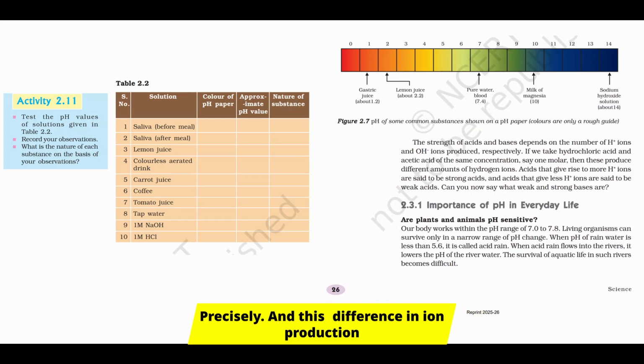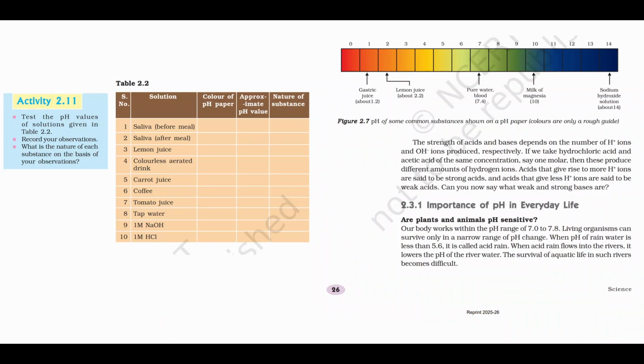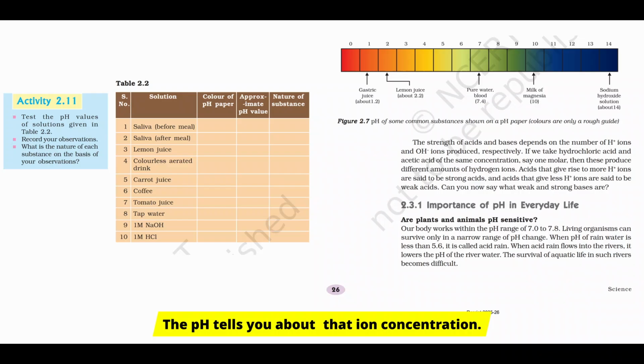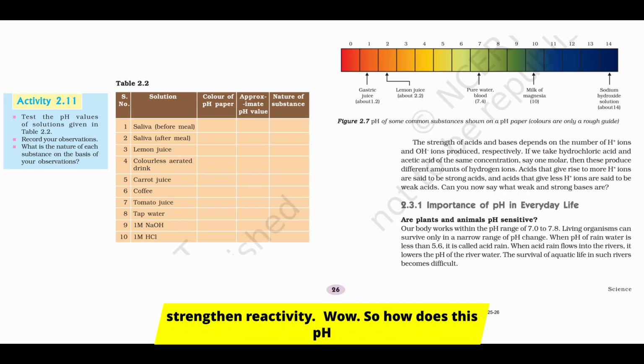Precisely. And this difference in ion production explains reaction rates, too. Remember we said HCl reacts faster with metals than acetic acid. That's because, at the same concentration, the strong acid HCl produces far more H+ ions, leading to more frequent collisions and a faster reaction, hence more vigorous fizzing. The pH tells you about that ion concentration. That connects everything nicely. pH isn't just about acid-base, but also concentration of ions and therefore strength and reactivity.